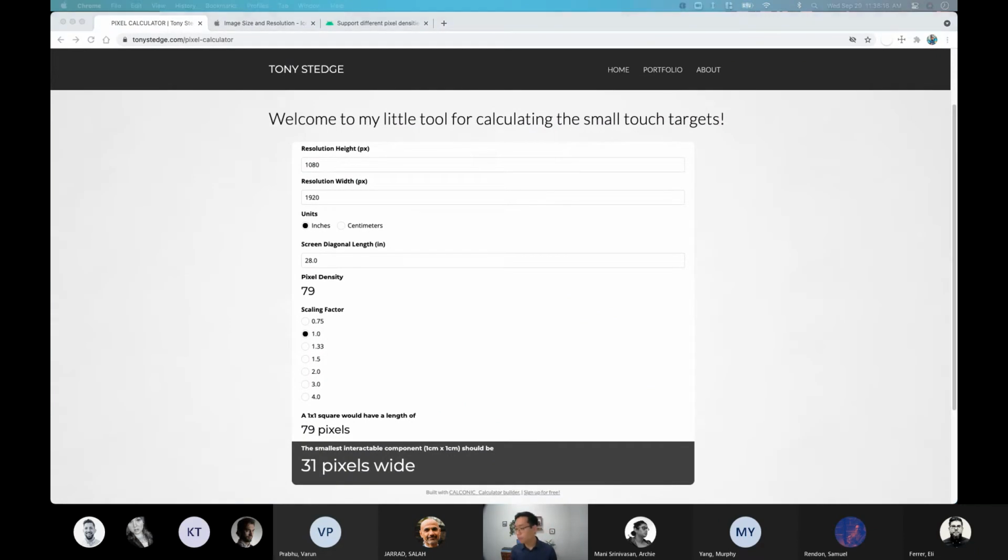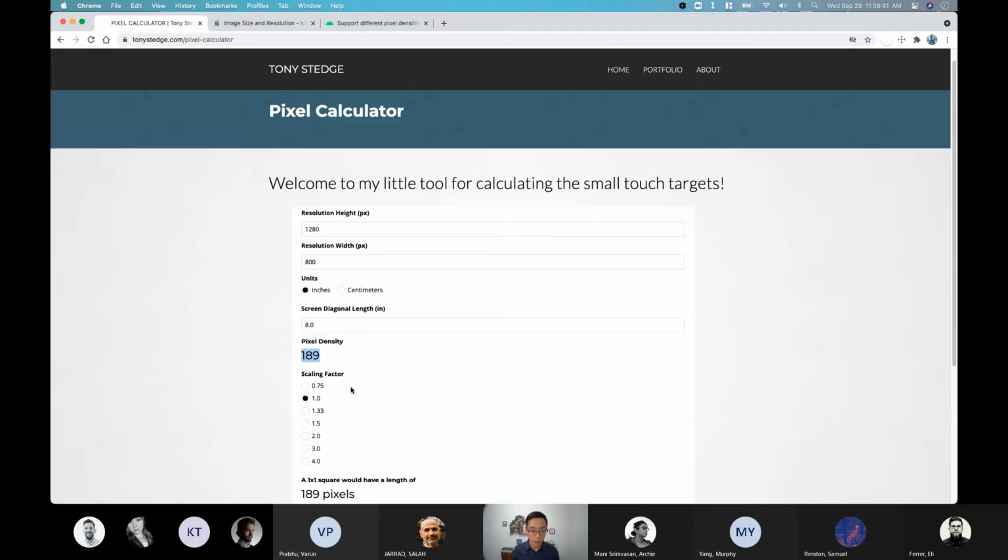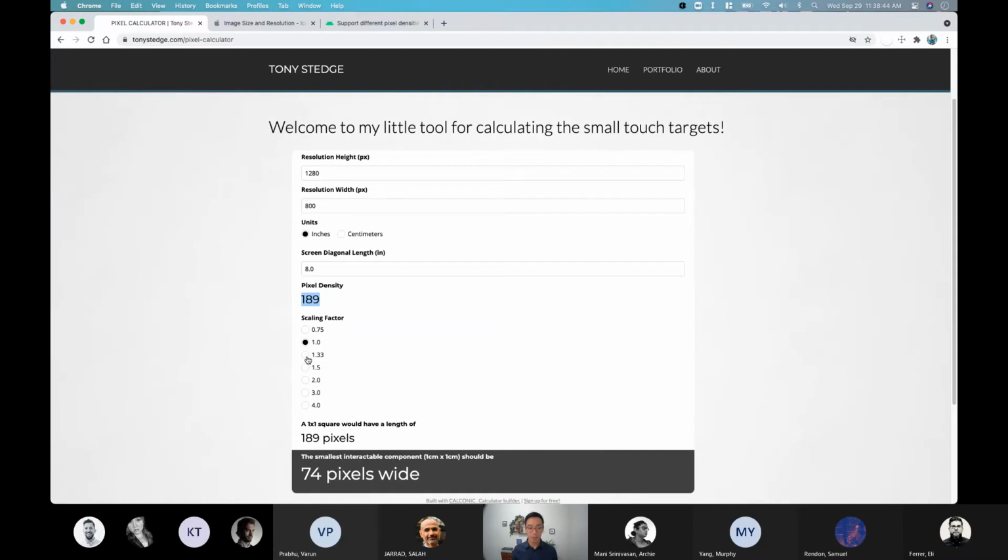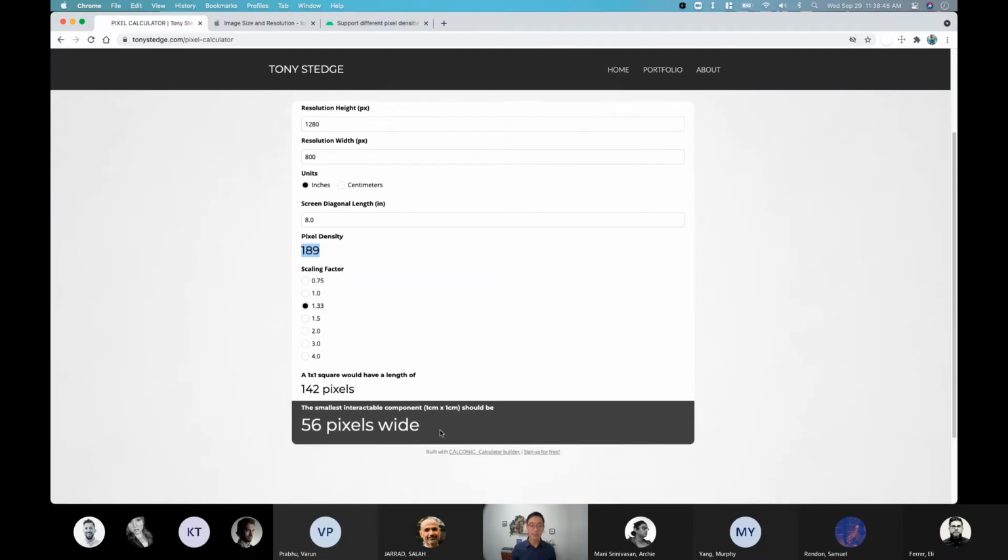And again, all you need to do is put in the information. So in my example, for my tablet, I had a height of 1,280 pixels. I had a width of 800 pixels. I was measuring in inches, and the size of that screen was 8 inches across the diagonal. That gave me a pixel density of 189. And oh, I forgot the scaling factor. Scaling factor is 1.33. That gives me that 56 pixels magical touch target size.